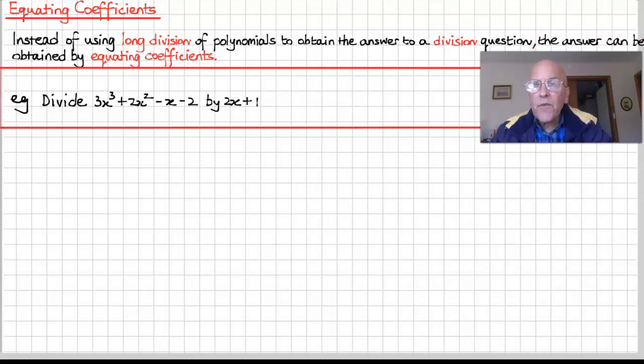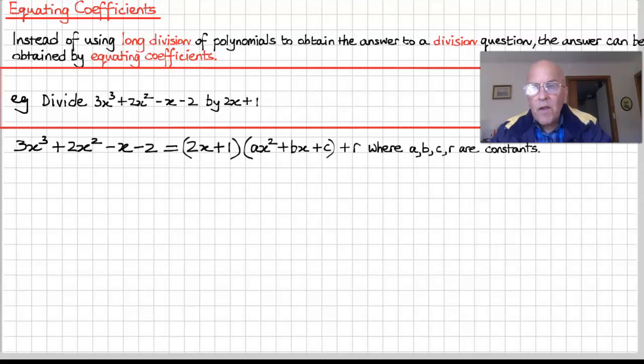Now, we're dividing 3x cubed plus 2x squared minus x minus 2 by 2x plus 1. Okay, now what you do is you set it out like this. You say, okay, on the left-hand side, you put your polynomial, and then you equate that to be equal to the 2x plus 1 times this. So it'll have to be a quadratic in here because this thing's a cubic. Okay, so you give these just generic pronumeral coefficients, ax squared plus bx plus c plus some remainder, okay, where a, b, c and r are all constants, okay?